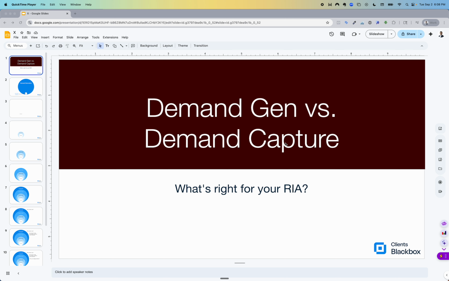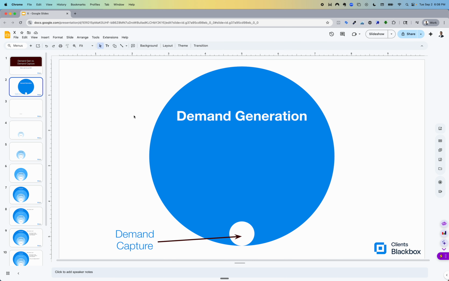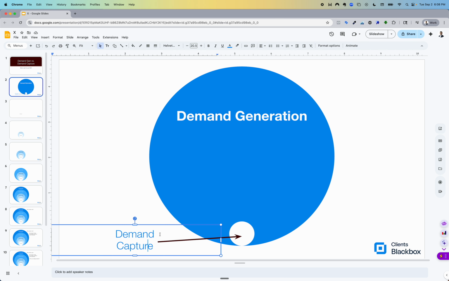Now, if you had to guess, which market is bigger? People who are already looking for a financial advisor, or people who aren't looking for a financial advisor who are still qualified? Well, obviously, it's people who are not looking for a financial advisor who are qualified. So if you only look at demand capture, you capture a very small percentage of the market, right? If you're only going after folks who are looking for a financial advisor, then you're doing demand capture.